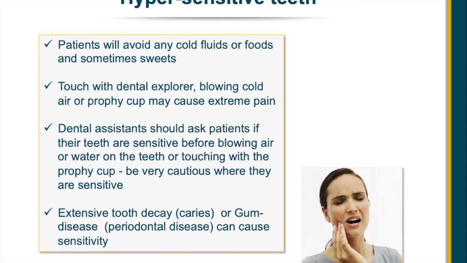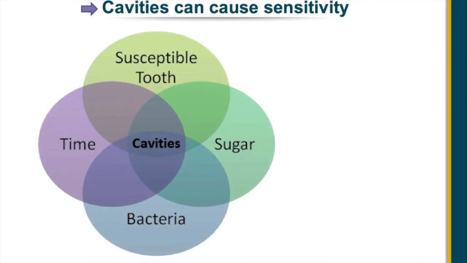Extensive cavities or even small cavities can cause tooth sensitivity. Gum infection or periodontal disease can cause sensitivity. A million different things. Bacteria causes plaque, and plaque causes cavities, and cavities cause sensitivity. So if you remember this little Venn diagram from clear back in the first module, you'll remember that we have a susceptible tooth, we have food for the bacteria, and then over time, where all those things overlap, you will get cavities and sensitivity.